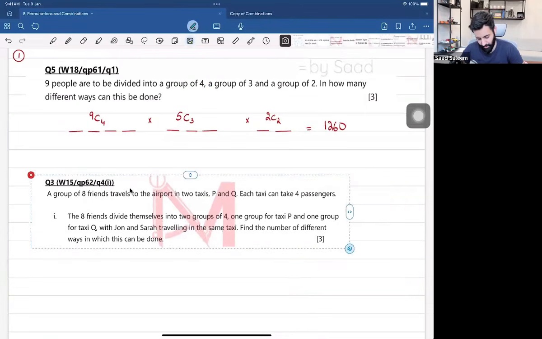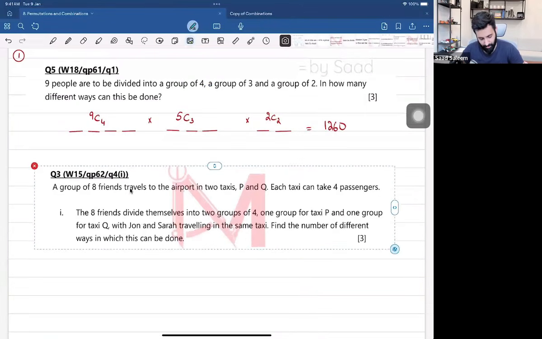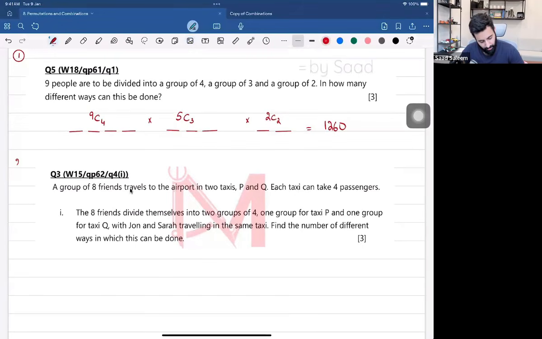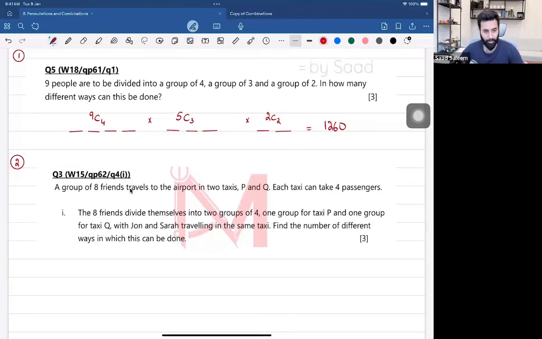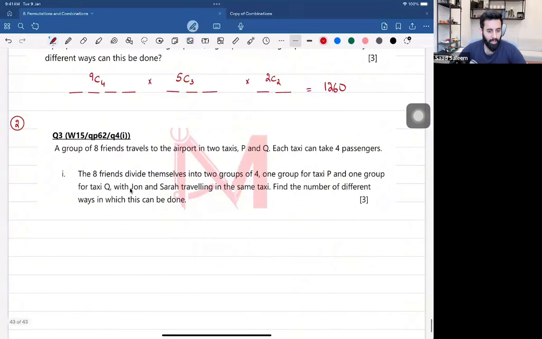This is slightly more complex. Let's see what this says. So this says the group of 8 friends travel to the airport in 2 taxis, P and Q. Each taxi can take 4 passengers. All right.